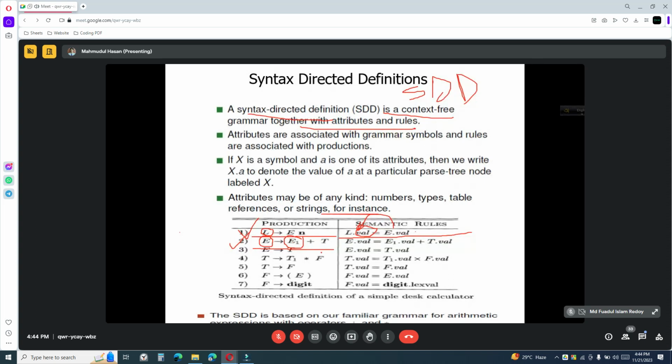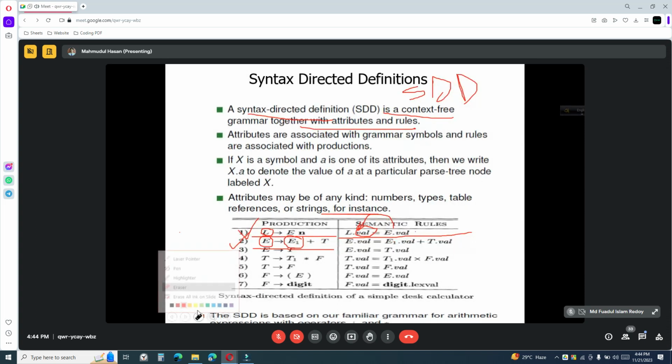A student asks whether this will cause a left recursion problem. No, not like that. Because in the semantic rules, we need to identify whether this E indicates the parent E or the child E. Suppose I write only E value equals E value plus T value. Is this one the parent or the child? You are not able to identify. You cannot identify.